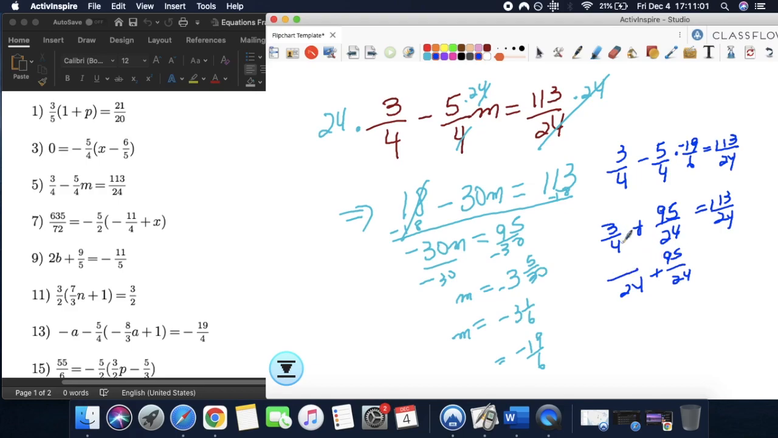And over here, how did the 4 become a 24? Times 6, so I multiply the top times 6. And 18 plus 95 is 113/24, and you can see that our answers match. So we were right. m is negative 3 and 1/6. But the one thing that I did, that I don't know if you did or not, was change my answer back to an improper fraction, because it's much easier to multiply it, instead of multiplying 5/4 times negative 3 and 1/6. So that would be the one thing.